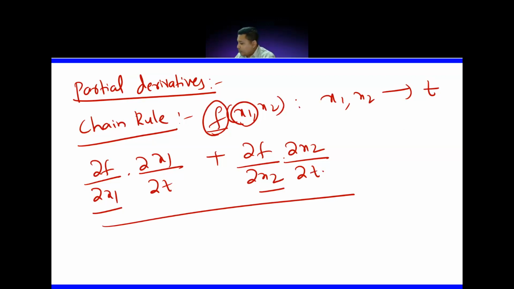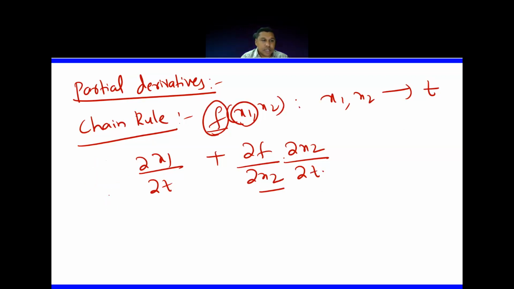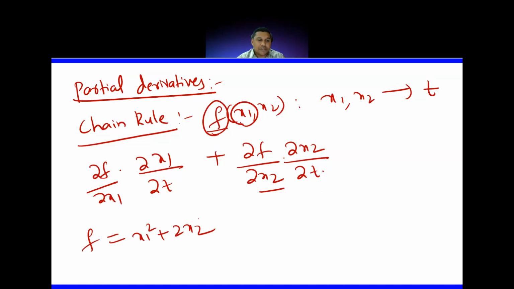Let's see a small example applying chain rule. Tell me what is the answer. Yes, that is ∂f into ∂x1 and ∂x1. So given example, let f equal to x1 squared plus 2x2. f is a function dependent on two variables x1, x2.